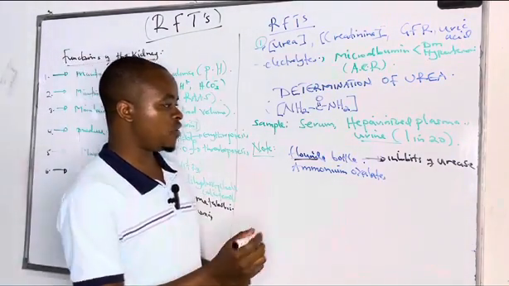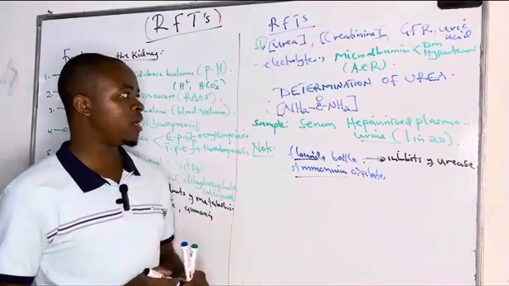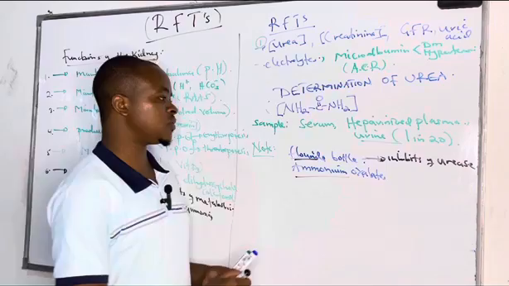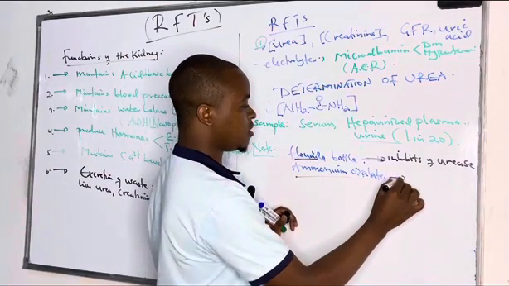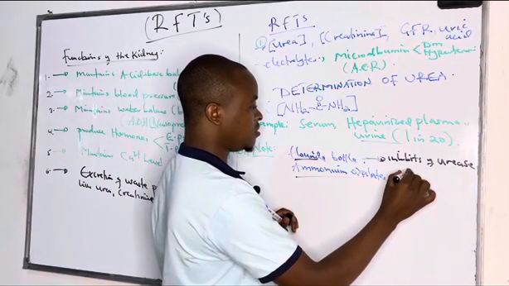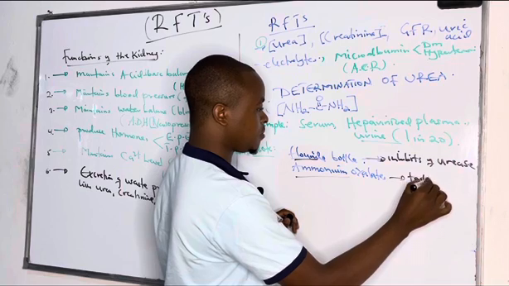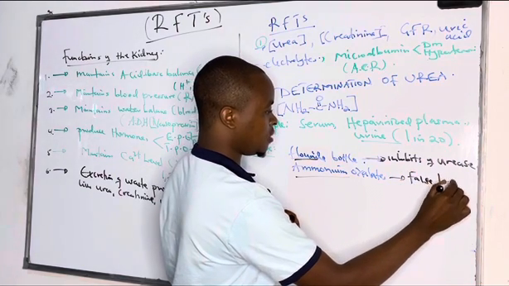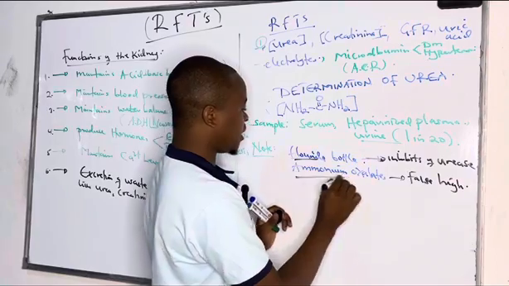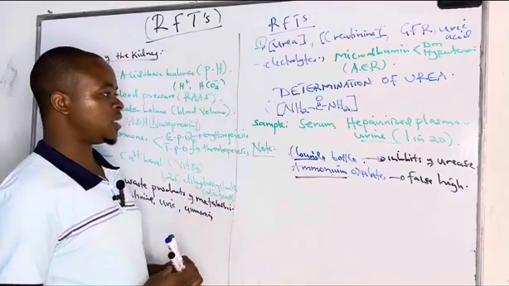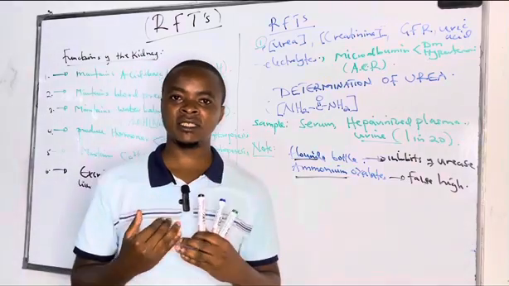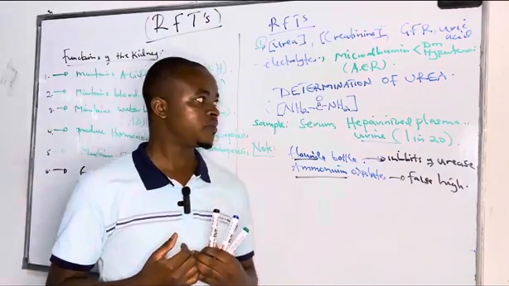Then when you use ammonium oxalates, remember urea contains ammonia. So whenever you use ammonium oxalates, it gives you false high results due to addition of the ammonia. So these are some of the precautions we should take when we are assessing the renal tests.